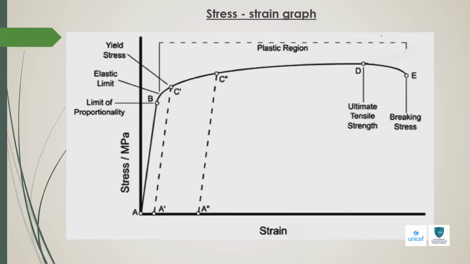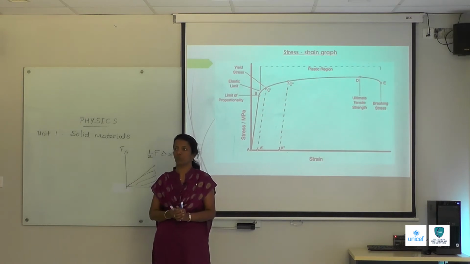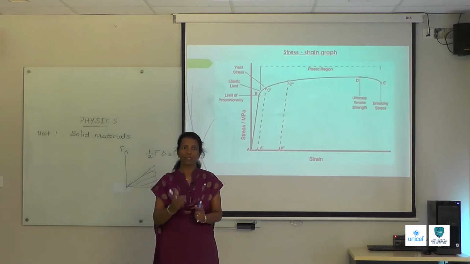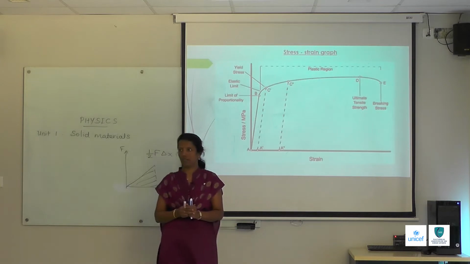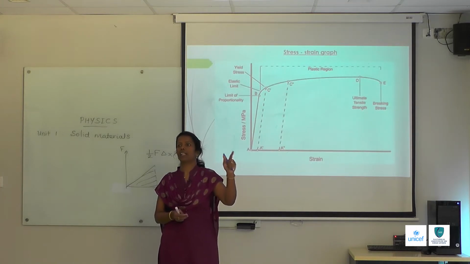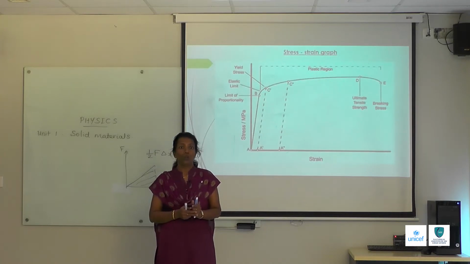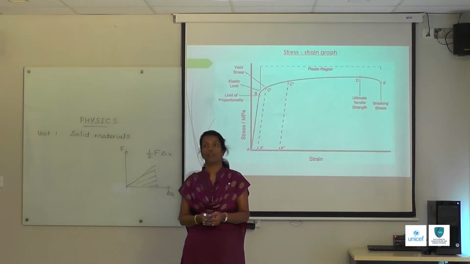As I told you in the force extension graph, till elastic limit, the material regains its original shape and size when the applied forces are removed, because bonds are stretched within the elastic limit. And you should know the clear-cut difference between limit of proportionality and elastic limit. Up to limit of proportionality, Hooke's law is obeyed. But up to elastic limit, the material regains its original shape and size when the applied forces are removed. So, until elastic limit, we can say that the material undergoes elastic deformation.